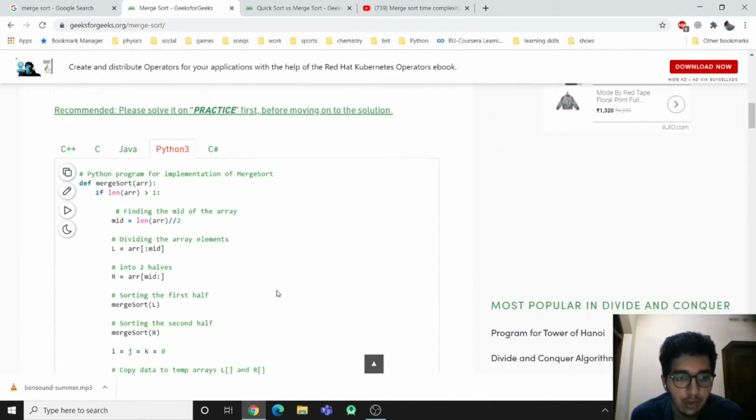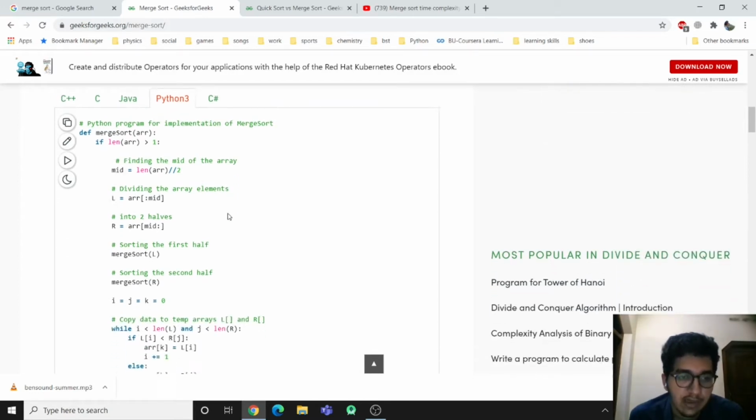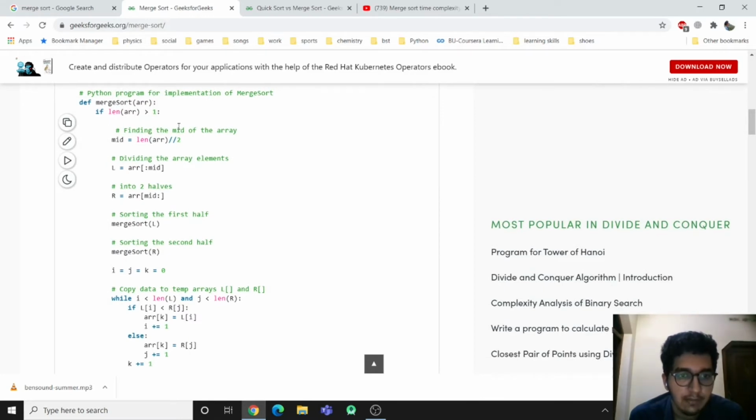Now I am going to explain the simple code for merge sort. Here I am using Python, and they're using the mergeSort function of array. Now here they're checking the length of the array should be greater than 1. Now they'll find the mid of the array by middle equals length of array by 2. Now they'll divide the array into two halves: left half equals array up to mid, and the right half equals array from mid. So basically it's divided into halves.